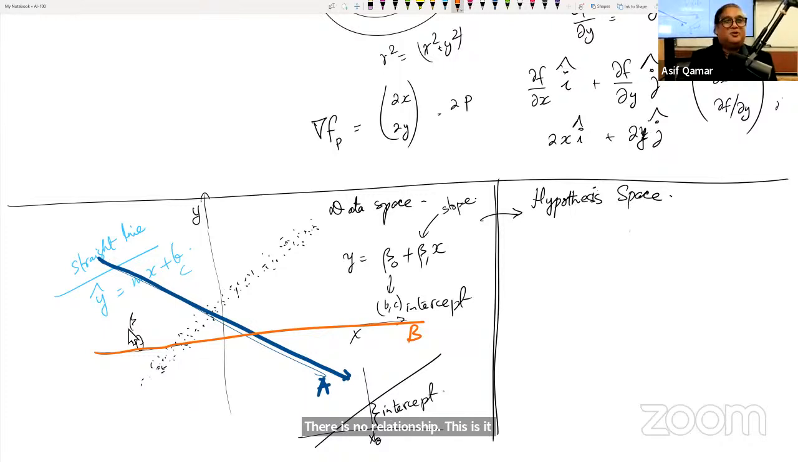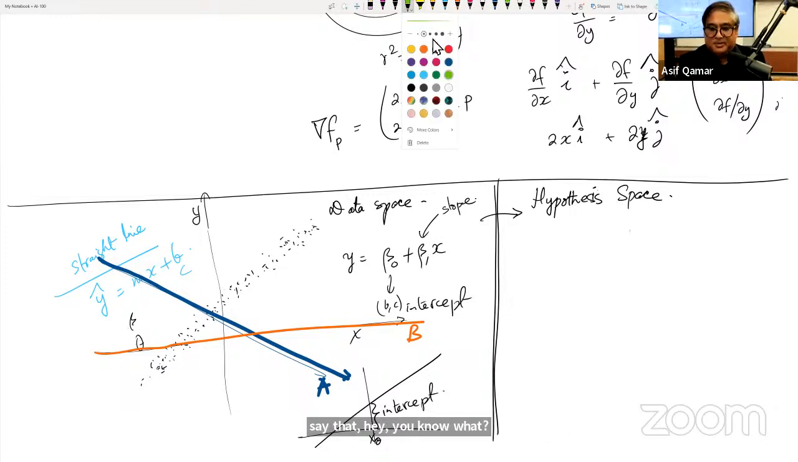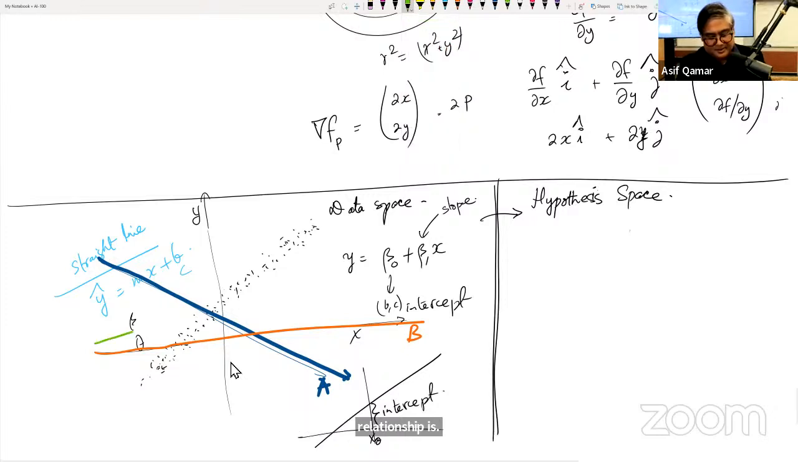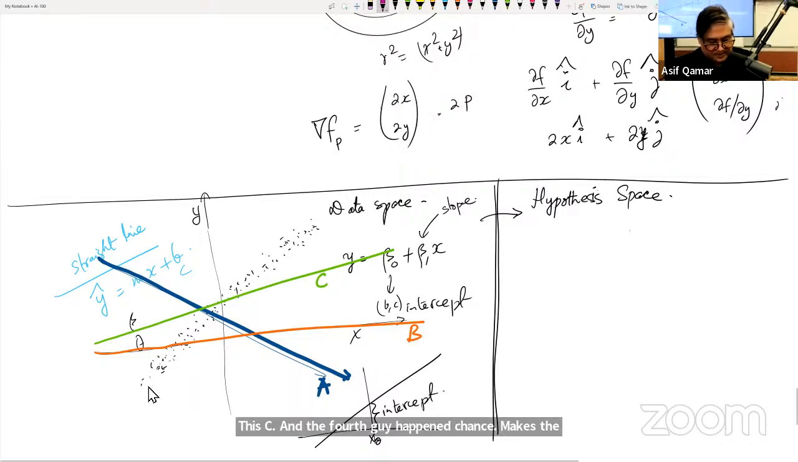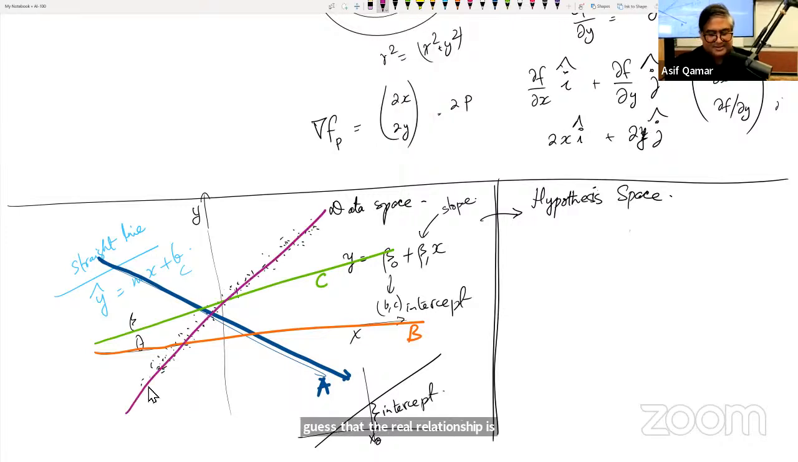Y just doesn't respond to X, right? Or something like that. The third one can go and say, hey, you know what? You guys are all wrong. The real relationship is like this, C. And the fourth guy, by chance, makes the guess that the real relationship is this, D. Now, which of these is the best hypothesis?